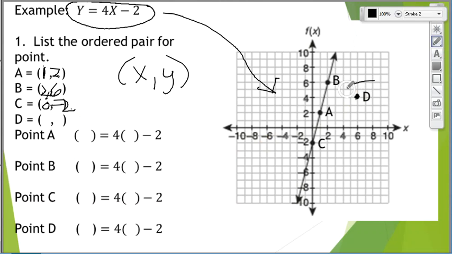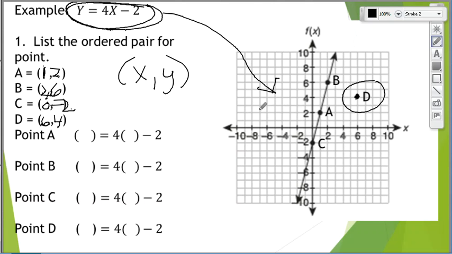And then we have point D here. Point D is just all off on its own. Point D is not on this line. Okay, it's important to realize that point D is not on the line y equals 4x minus 2. And the ordered pair for point D, or the location of that point, is to the right 6, up or down 4.